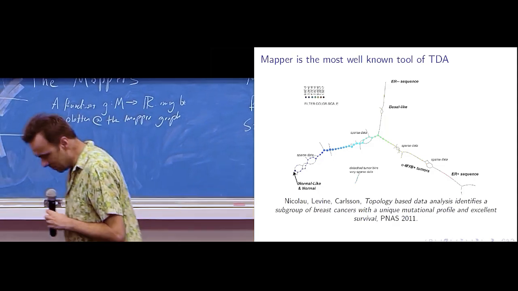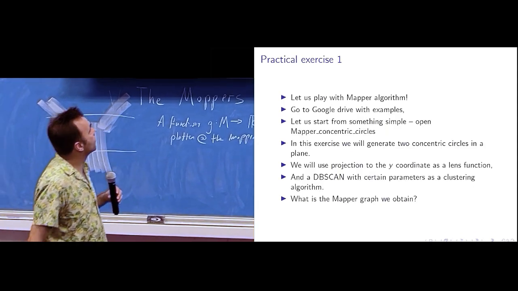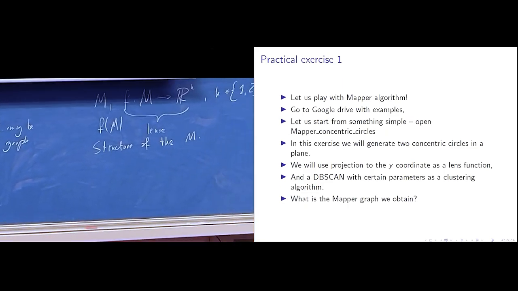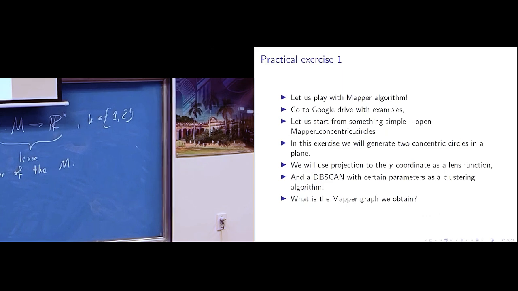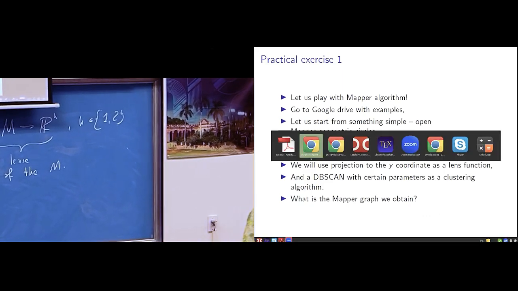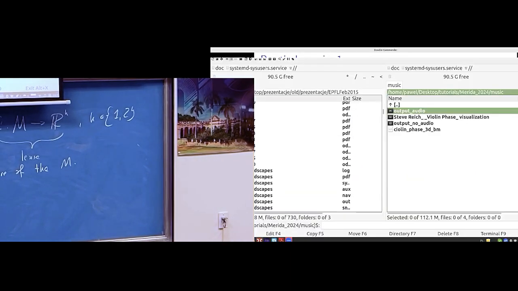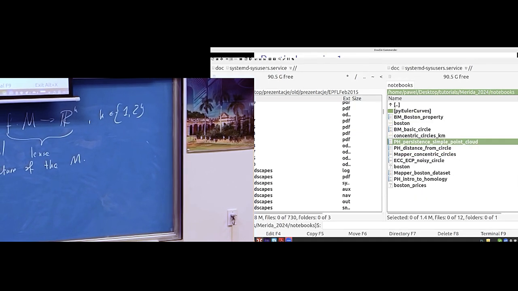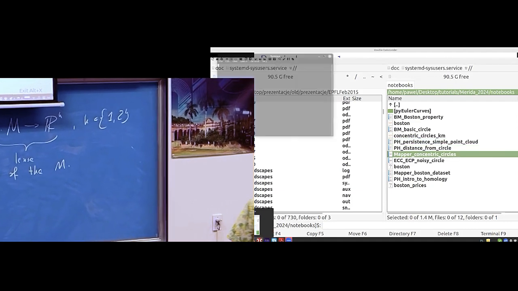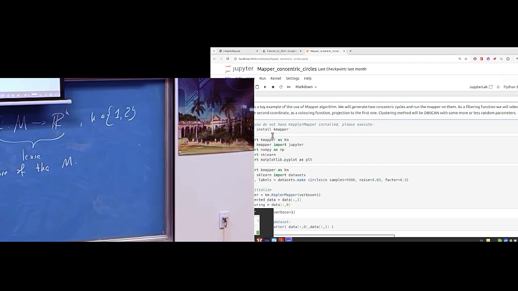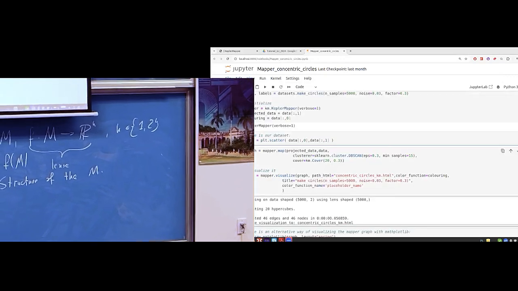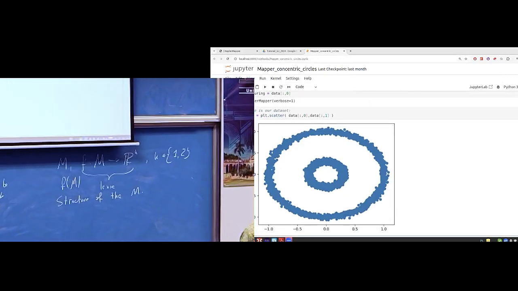All right, so that was something nice and important. Let's see how it works. Let's play with Mapper. Over here I have a very artificial data set. It's typical: concentric circles. It's a very typical data set consisting of just two concentric cycles, or some people call it a bullseye. We use the Kepler Mapper, which I have installed, so I don't need to install it. So those are the concentric cycles.